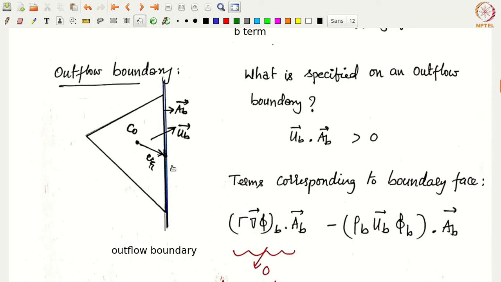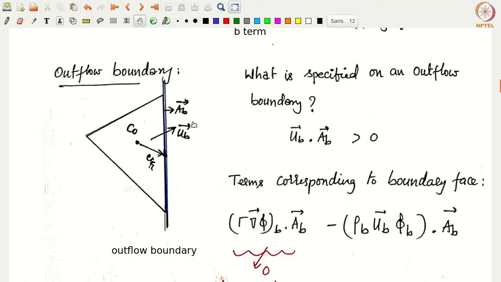All right, now when do we call this an outflow boundary? We can call this an outflow boundary if ub bar dot ab bar is positive, right? So both of them have to be in the same direction. If that's positive, then we can call this an outflow boundary. If the dot product of ub bar and ab bar is negative, then it is an inflow boundary.